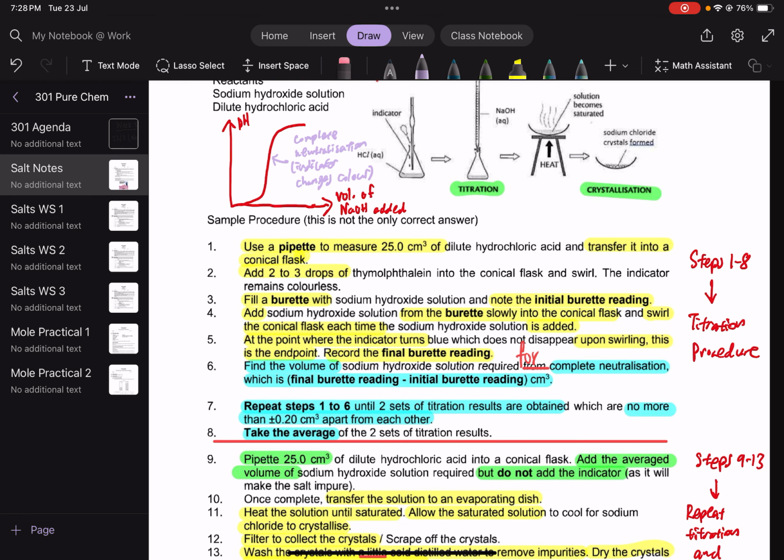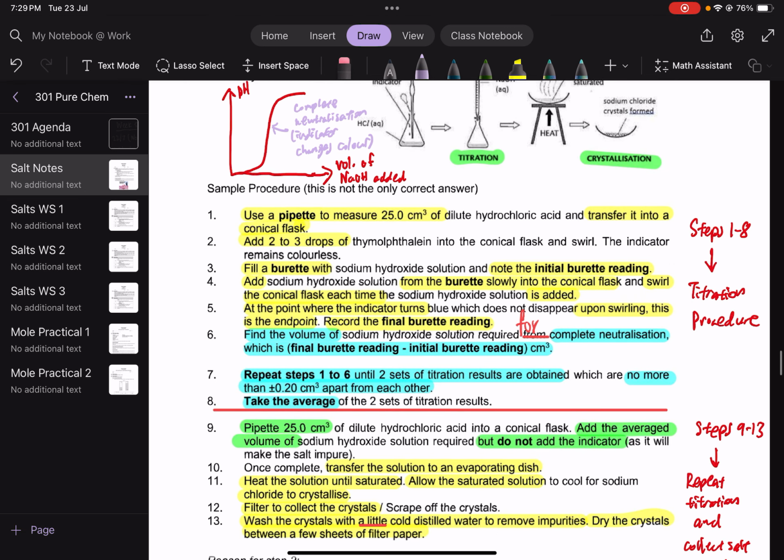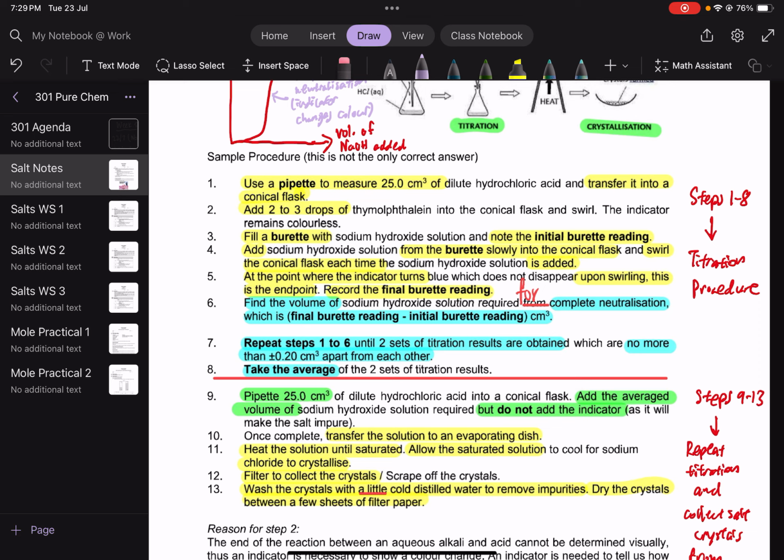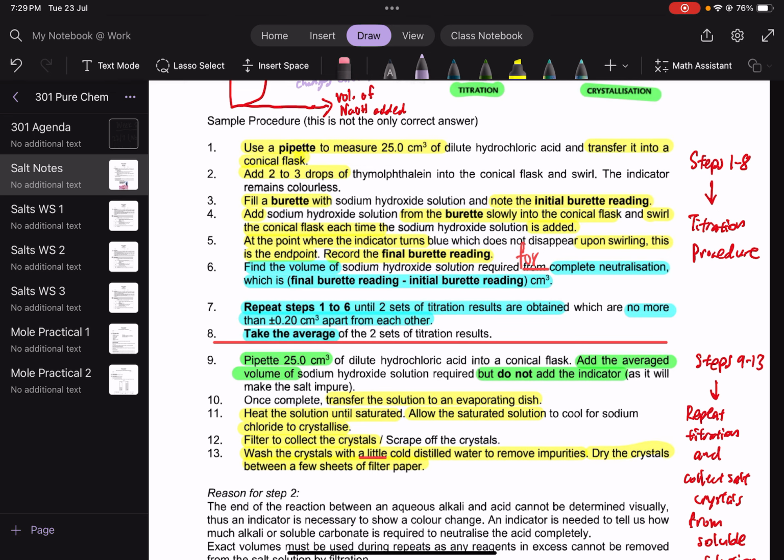We will repeat this procedure to obtain another set of readings, until two sets of readings deviate from each other by only plus or minus 0.20 cm³. The average of these two readings will be taken. So now that we have determined the exact volume of sodium hydroxide that is required, we will repeat this procedure without the use of an indicator this time. So similarly, we will add this exact volume of sodium hydroxide to 25.0 cm³ of hydrochloric acid.